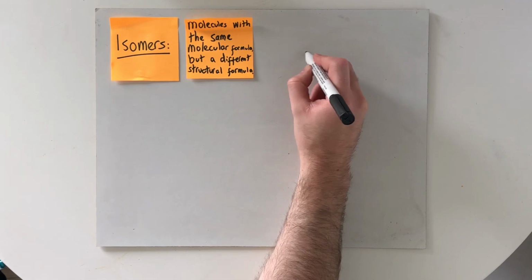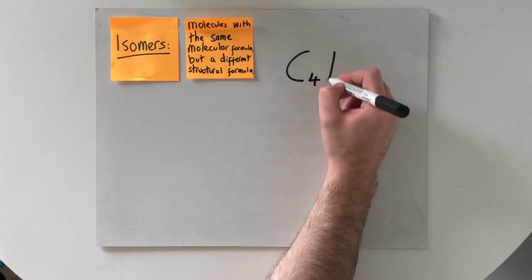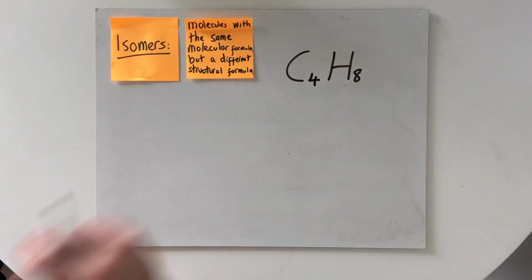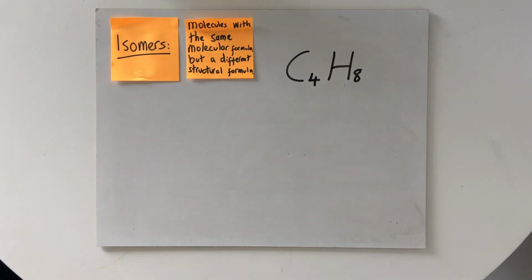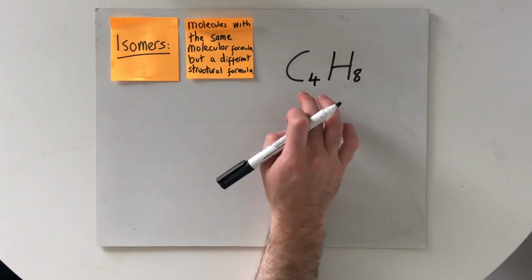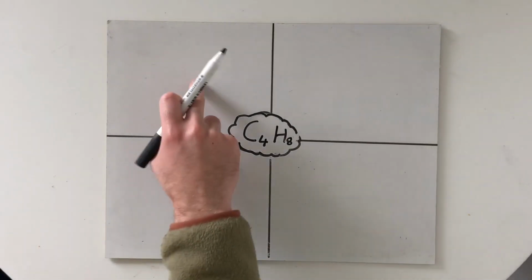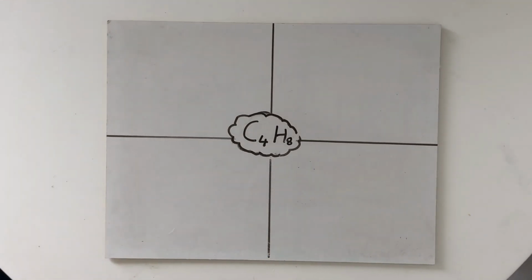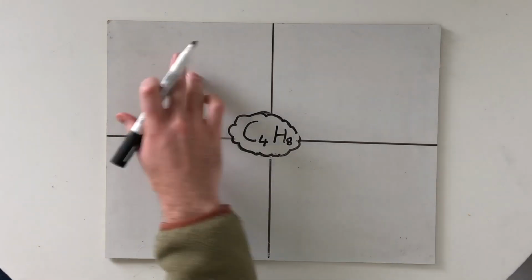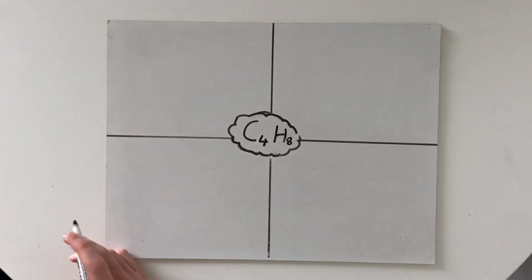So let's put up C4H8 this time. Again, pause the video and see how many molecules you can draw or name based on the molecular formula C4H8. From the fact that I've split the whiteboard into 4 sections, you may be able to work out that there's 4 molecules that have the molecular formula C4H8 but have a different structural formula. So let's work our way through and see how many of them you got.